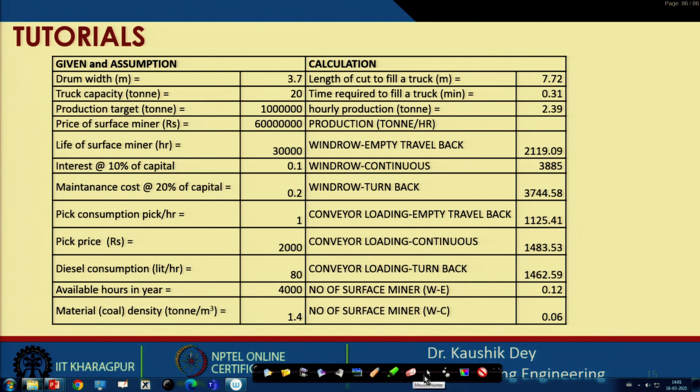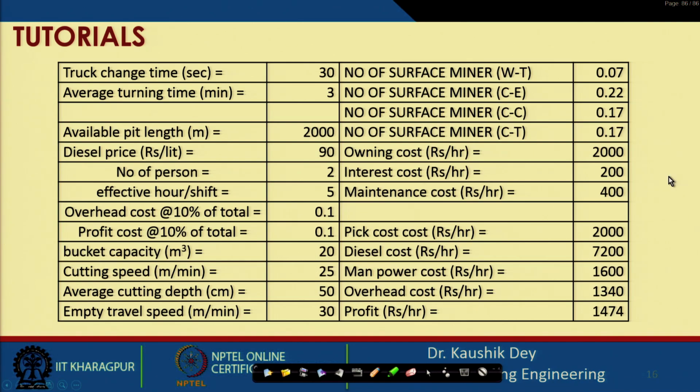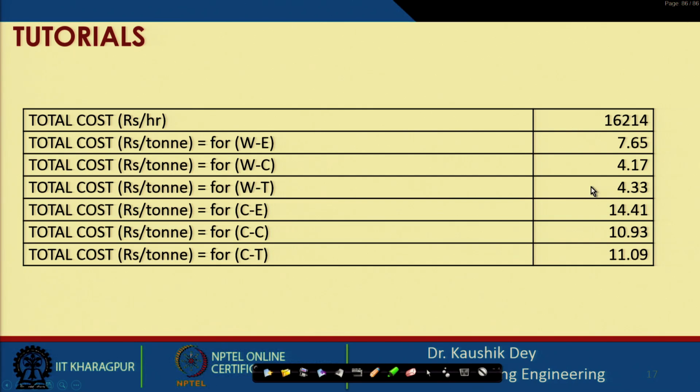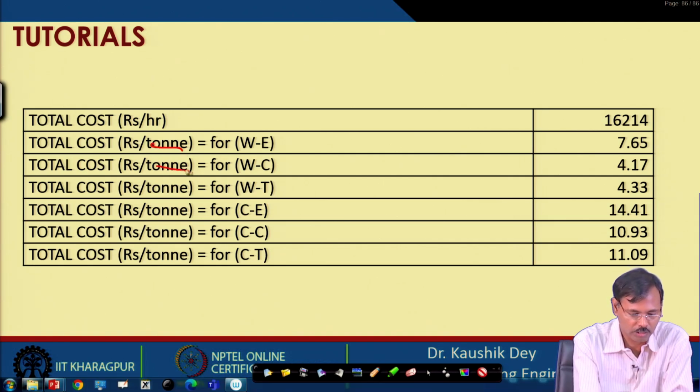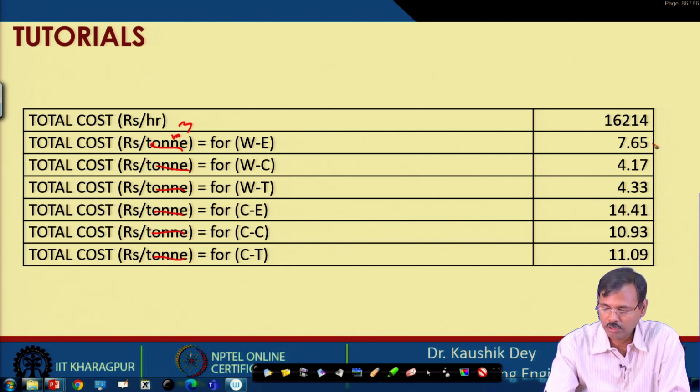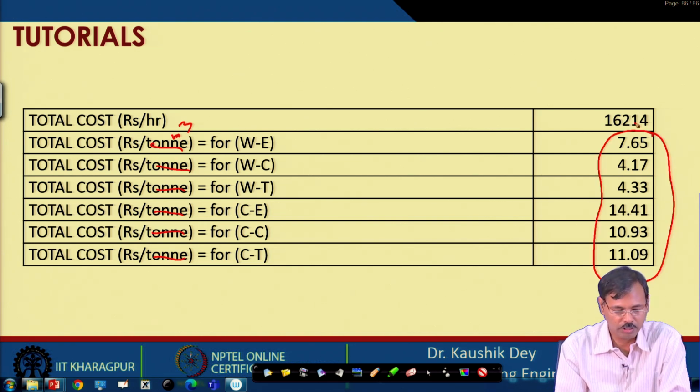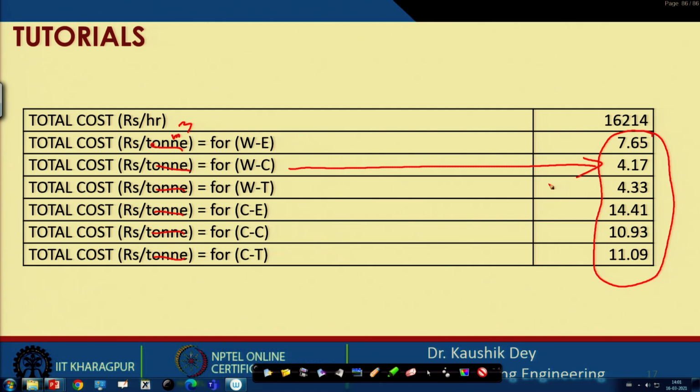So, in doing so, you will find this is the rupees per meter cube. So, make the corrections here. These are the values obtained, and it can be seen the minimum cost is windrowing continuous mode, windrowing turn back mode, and maximum is obviously continuous empty travel back mode.